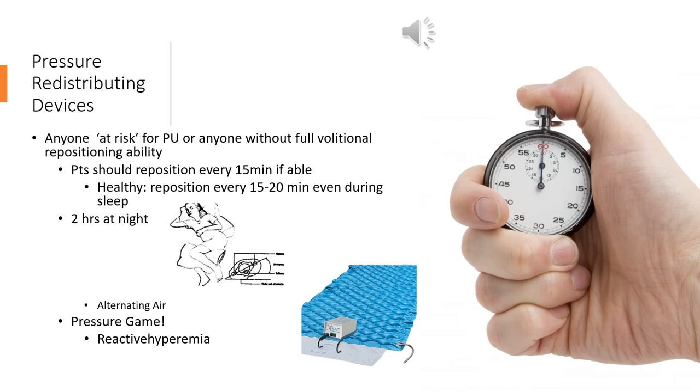So we're talking about pressure redistributing devices or pressure relieving devices. We could spend 2 days learning only about this topic, so we're just going to hit the surface here. But anyone really at risk for a pressure injury who's not able to have full volitional repositioning ability should have a pressure relieving or redistributing device. So if you work in long-term care and you evaluate a patient and they're not able to completely roll over in bed, they should have a pressure relieving device in bed.